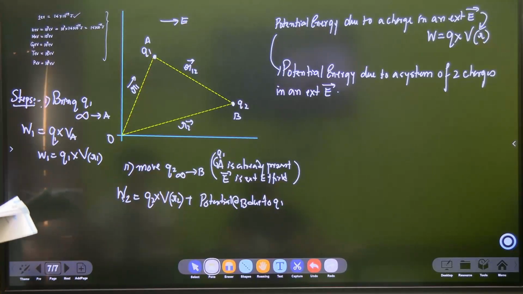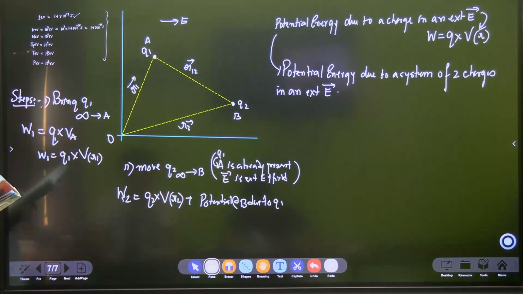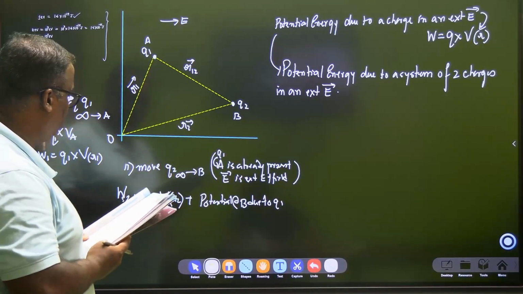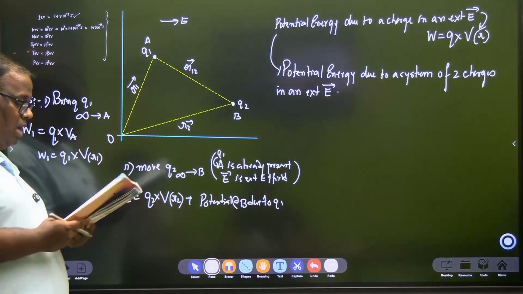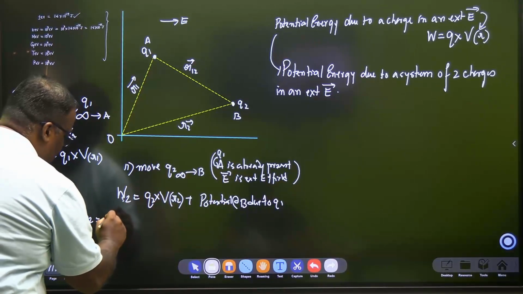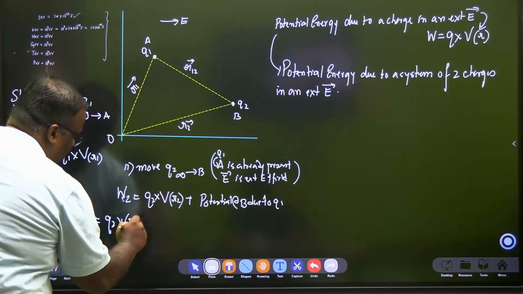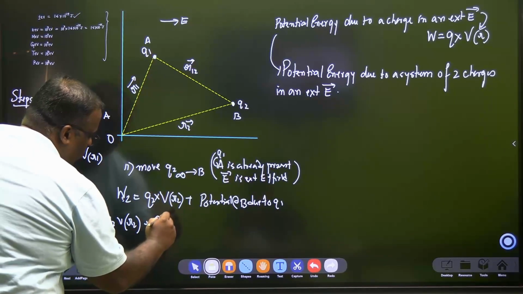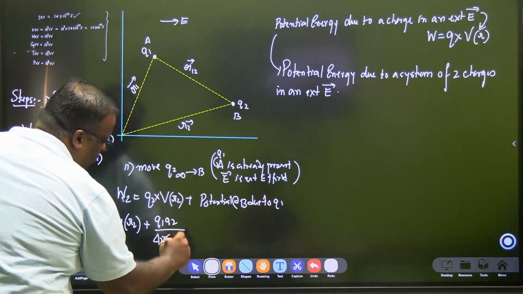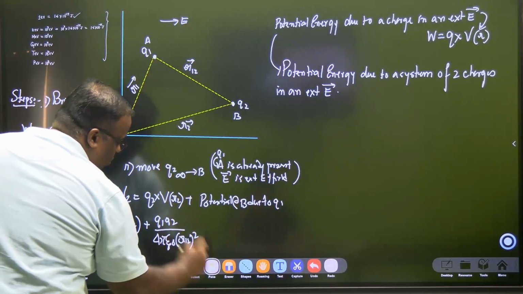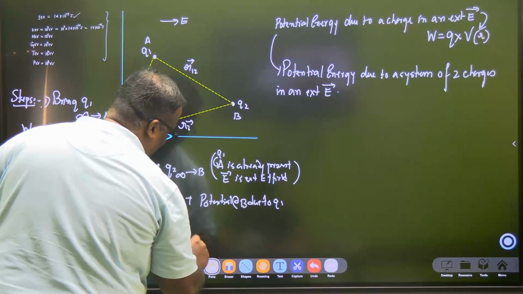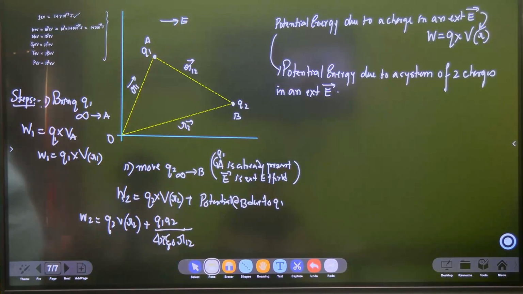Right? So next, consider bringing Q2 to R2. In this step, work is done not only against the external field but also against the field due to Q1. So the work done due to the external field is given by V(R2), and then the work done due to Q1. So can we now say our W2 will be equal to Q2 times V at R2 plus Q1 Q2 by 4 pi epsilon naught R12, sorry, divided by R12, not squared. Is this clear?